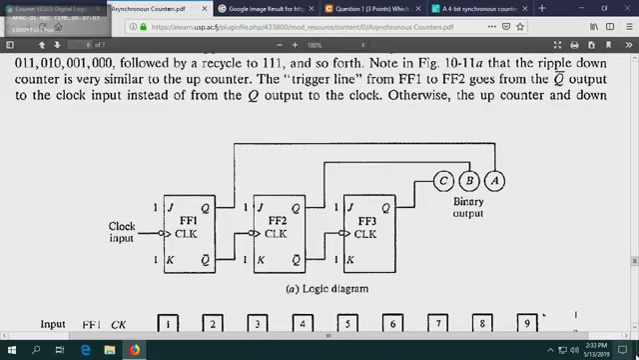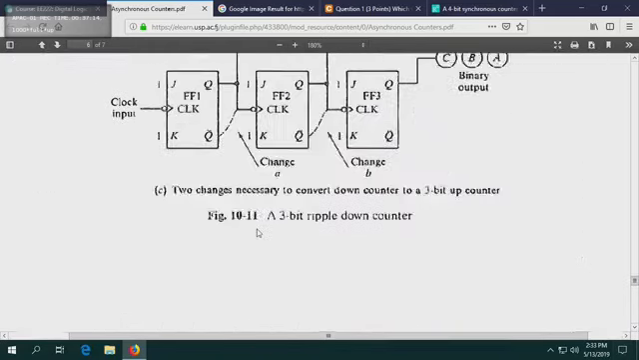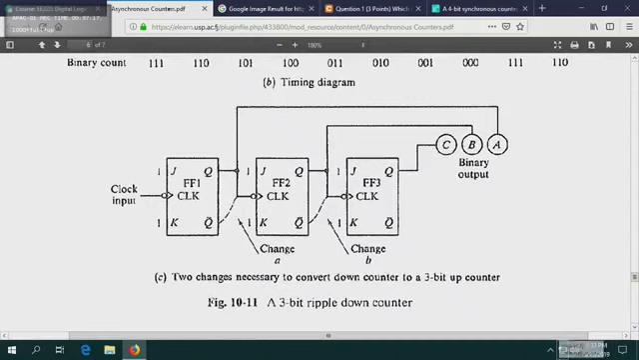But can you see your clock line is now coming from Q bar. Clock line is coming from Q bar. There we go. Two necessary changes to convert. Right? So can you see they changed this line here.